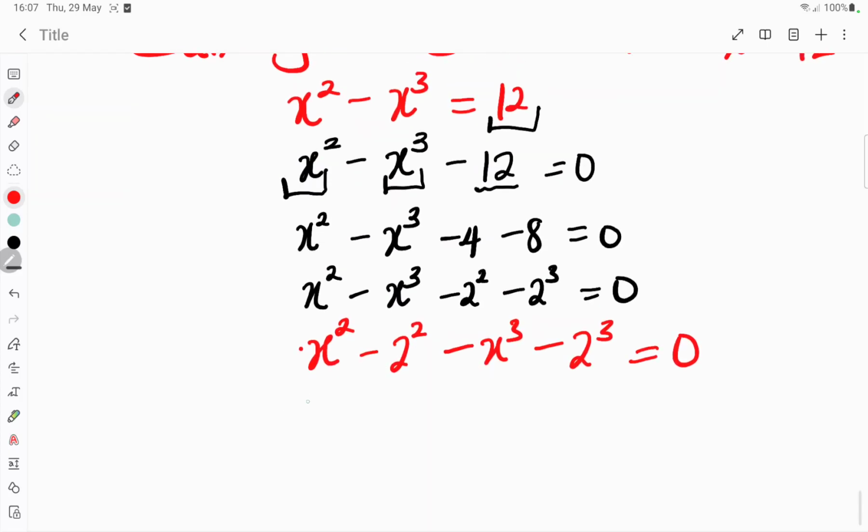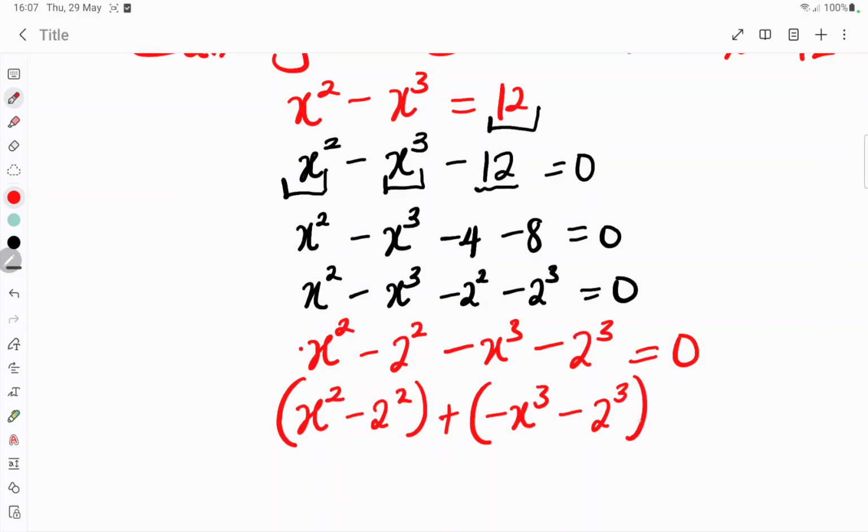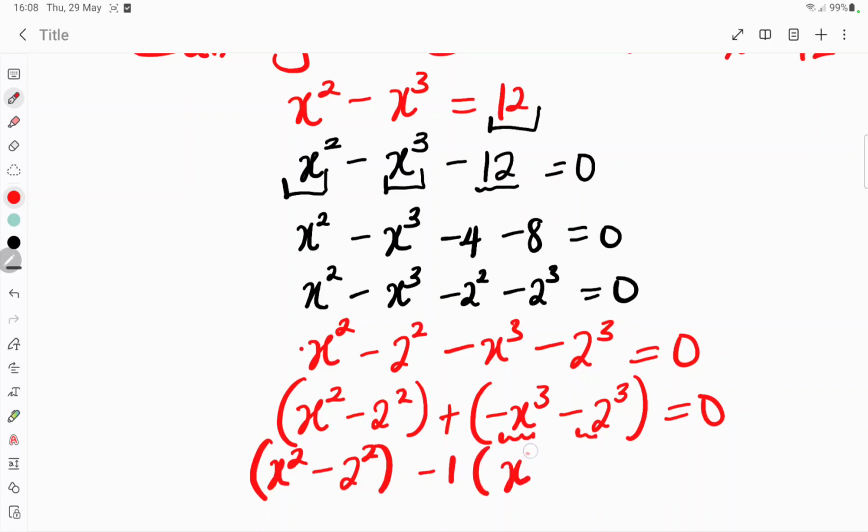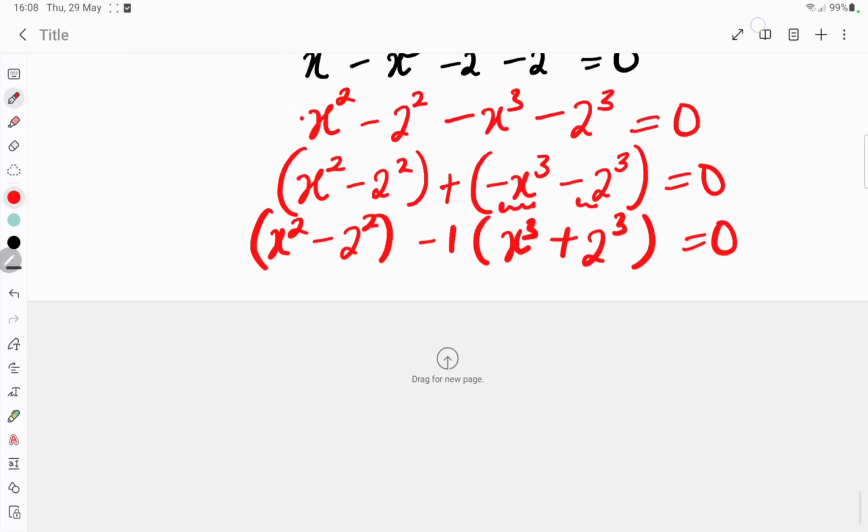Okay, so we can now say x squared minus 2 squared in a bracket, then plus something like minus x cubed minus 2 cubed, which is also equal to 0. At this stage, if you look at this, minus is common in these two terms, so we can pick it out. We can now factor out minus 1 into x cubed plus 2 cubed, and this is equal to 0.